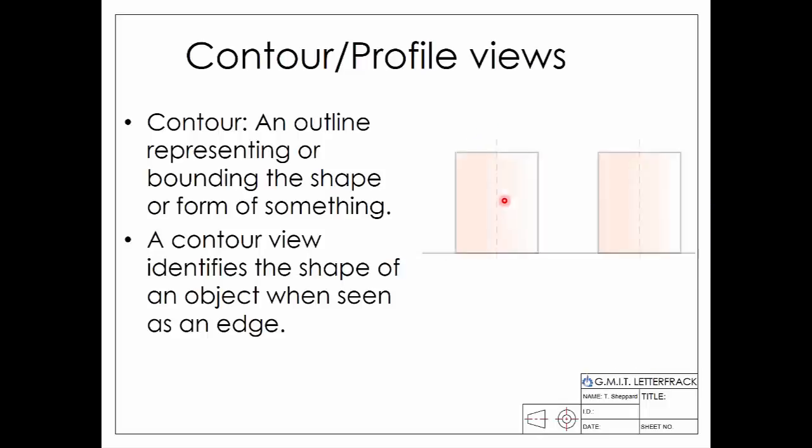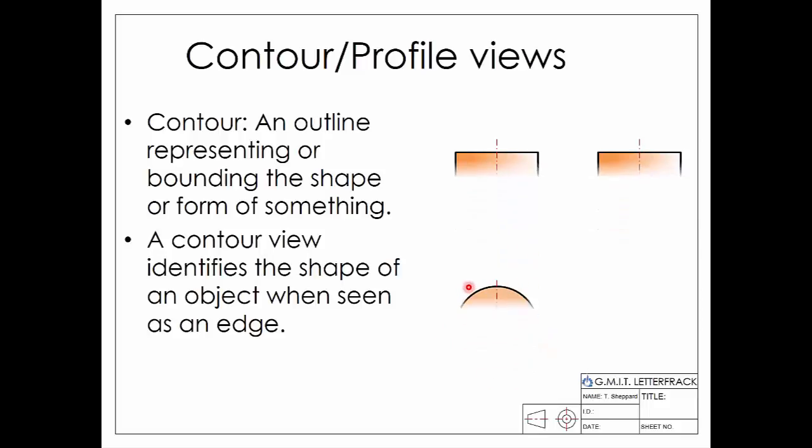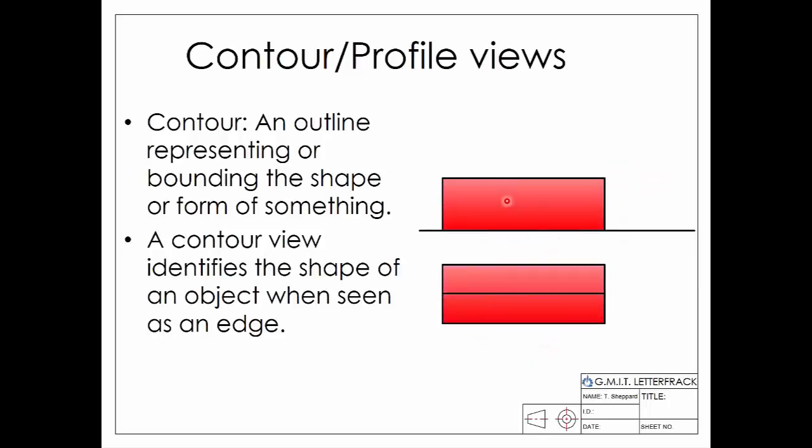Likewise, here's an example where we have the front elevation and the end view of an object, and apart from the fact that it's shaded and we have our center line here, we don't really know what the shape of that object actually is. So we need more information. In this case our plan view tells us that it's actually a cylinder we're dealing with. So the plan view is the view that tells us the real shape of the object. That's our contour view.